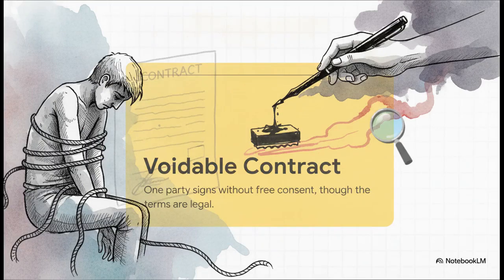Then there is the voidable contract. Notice the able part of that word. This happens if someone signs a contract without their free consent. The actual terms of the contract might be completely legal, but because one party was pressured or lacked free will, that specific victim is given the power to legally cancel or avoid the agreement.